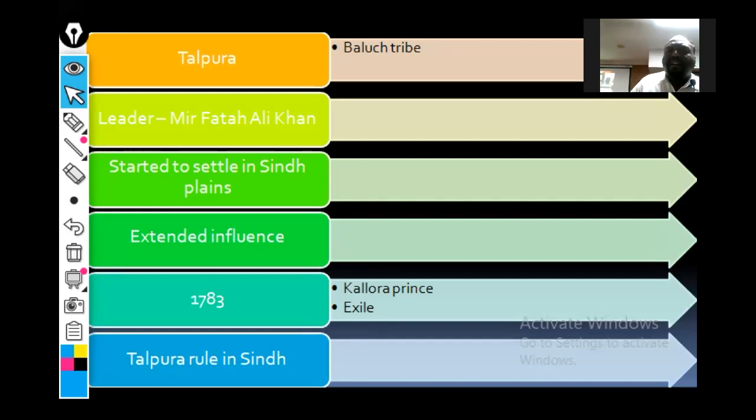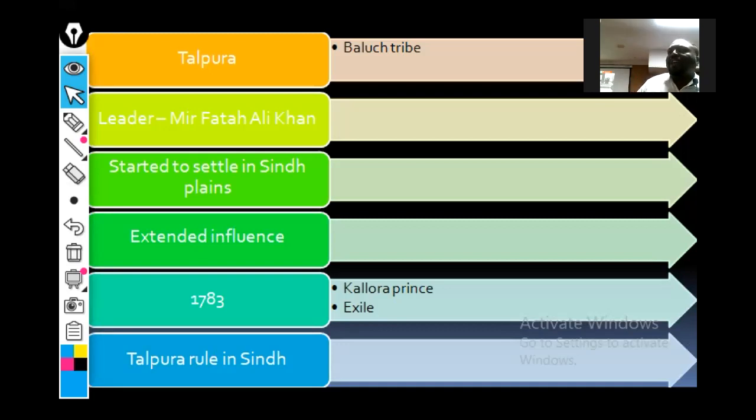When they started, their leader, the Talpura leader, was Mir Fateh Ali Khan. Mir Fateh Ali Khan's Baluchi tribe became very powerful. It was in confrontation with the Kalhora clan. Finally, Sarfaraz Khan, the Kalhora prince, was exiled. That means he was thrown out of power. Now the Talpuras rule over Sindh.